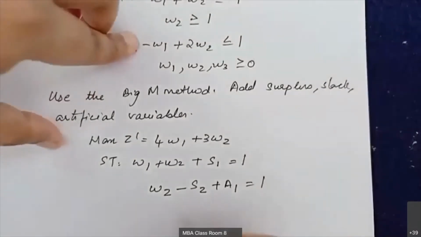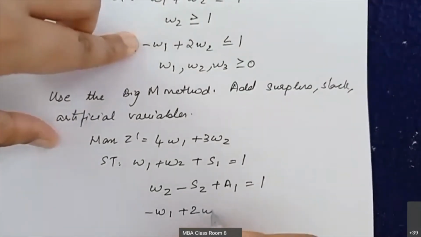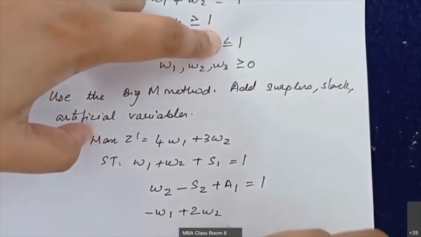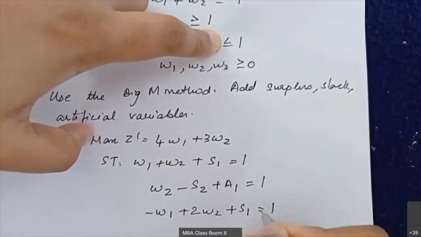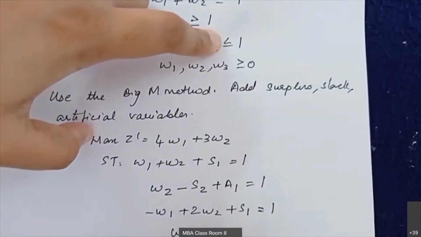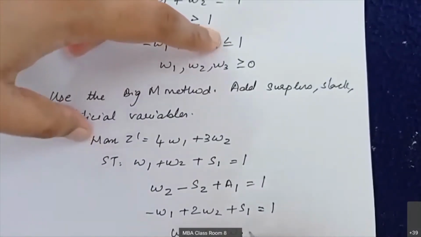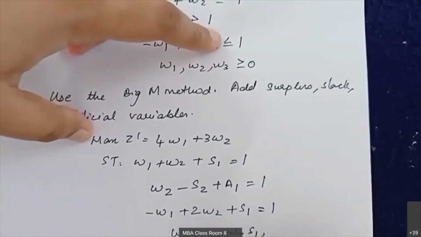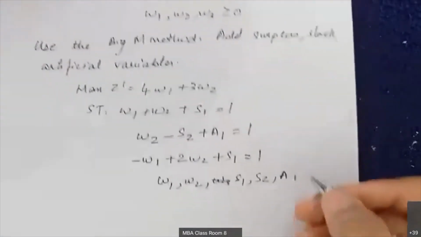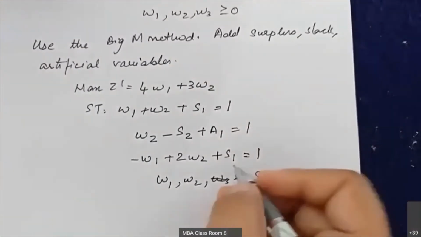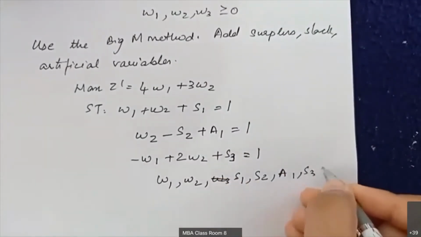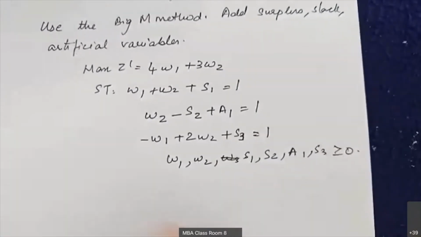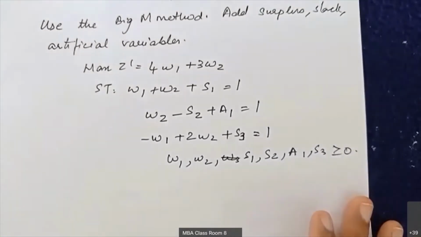The third constraint, minus w1 plus 2w2. Here it is again less than or equal to, so I'll add the slack variable s3 which is equal to 1. Then we have w1, w2, and s1, s2, a1, s3, all greater than or equal to 0. Once we reach so much, we'll go and draw the simplex table.